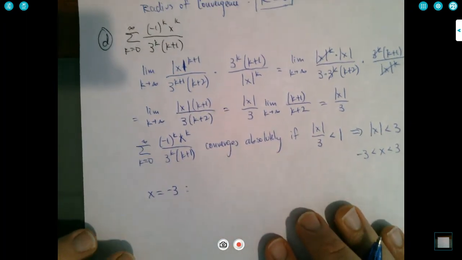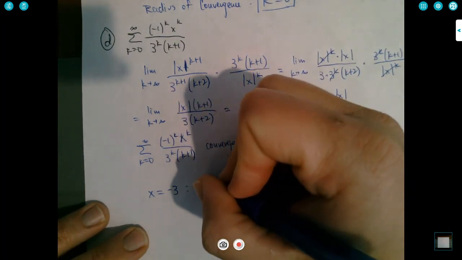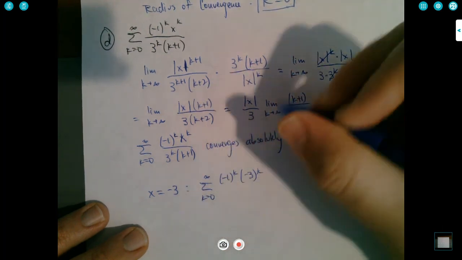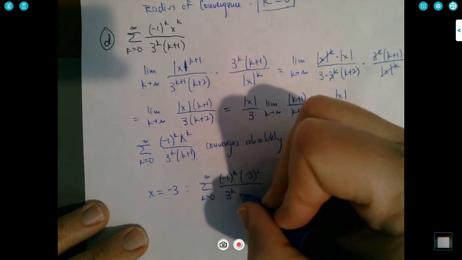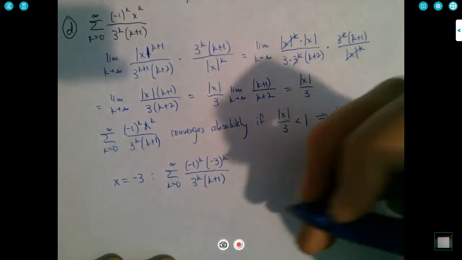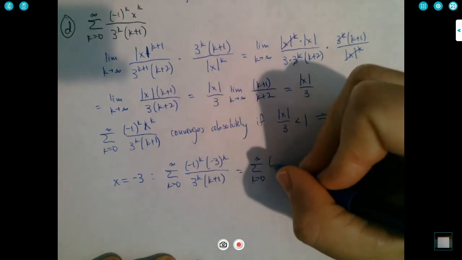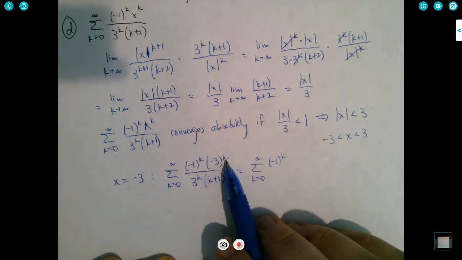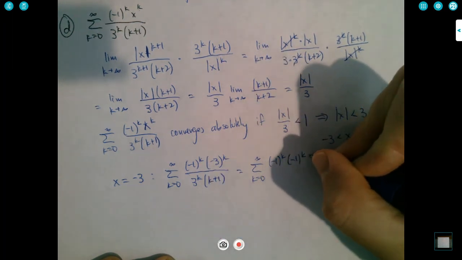So if I plug in -3 for x, then the series I get is the sum from k equals 0 to infinity of -1 to the k times -3 to the k, right? I'm plugging in -3 there, over 3 to the k times k plus 1. That's the sum from k equals 0 to infinity of -1 to the k. -3 to the k is -1 times 3 to the k, and I can distribute that exponent to the -1, so I get another -1 to the k.